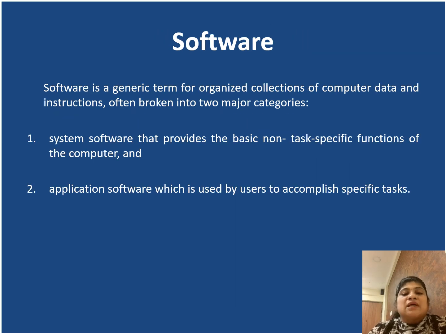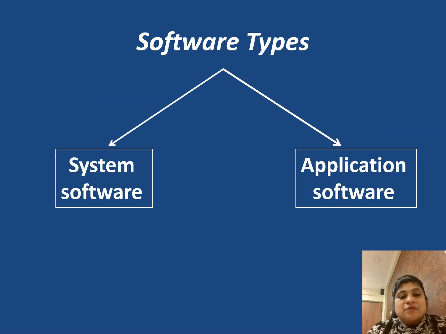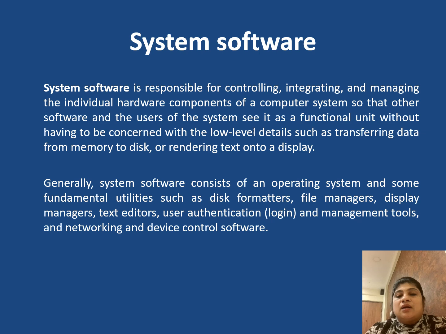Secondly, software is a basically important generic term for organized collections of computer data and instructions, often broken into two major categories. First, system software, which provides the basic non-task-specific functions of the computer, and secondly, application software, which is used by users to accomplish specific tasks. Software types: system software and application software. These are the two types of software.